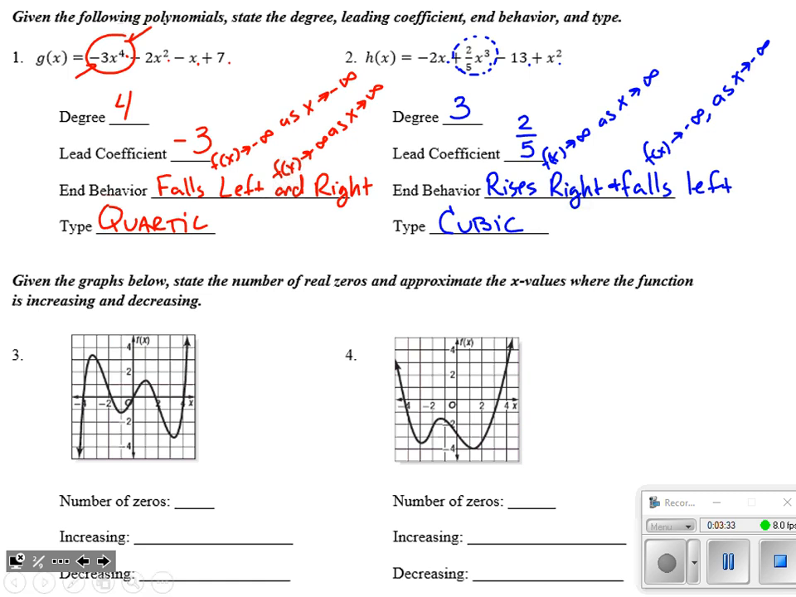All right, problems 3 and 4. Here what we've got are looking at a graph, stating the number of real zeros, those are intercepts that we see happening on the x-axis, and approximating the x values where the function is increasing and decreasing. Okay, well, the number of zeros that I see in number 3, 1, 2, 3, 4, 5, there are 5 places where that graph crosses the real x-axis. Okay, so 5 real zeros, no imaginary ones there.